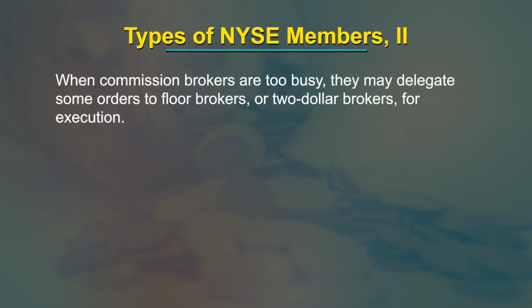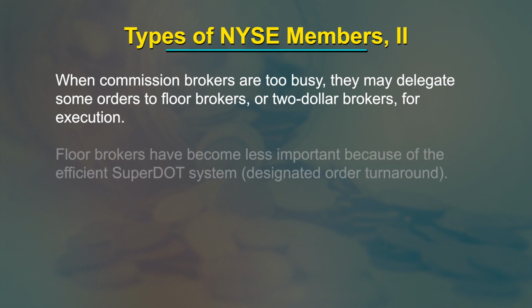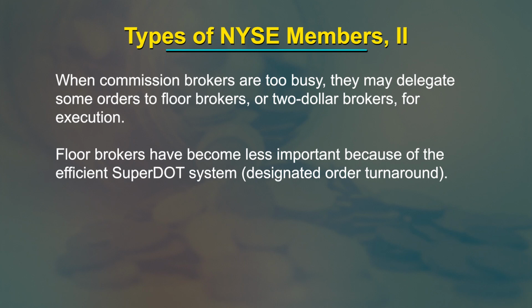Now, again, there are some other members. They are called floor brokers, or they are also called the $2 brokers. When commission brokers are very busy, they may delegate some orders to these floor brokers, or the $2 brokers, for execution. Nowadays, however, these floor brokers have become less important because of the efficient SuperDOT system.